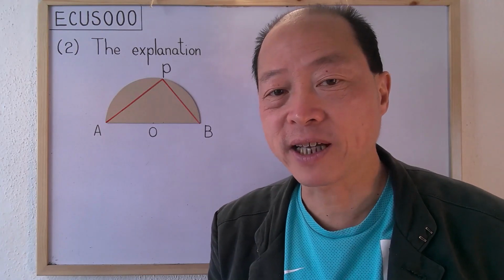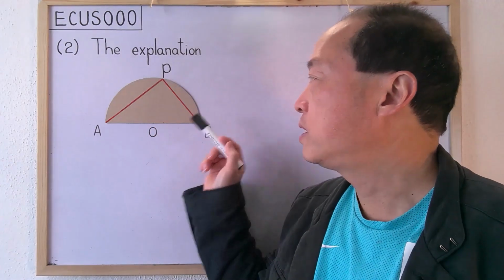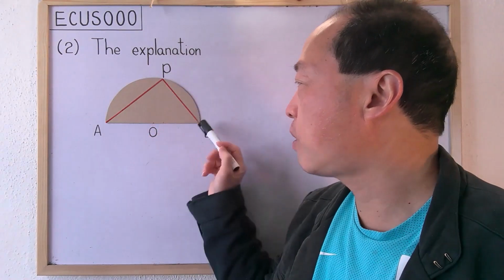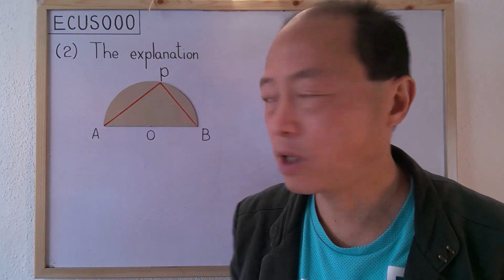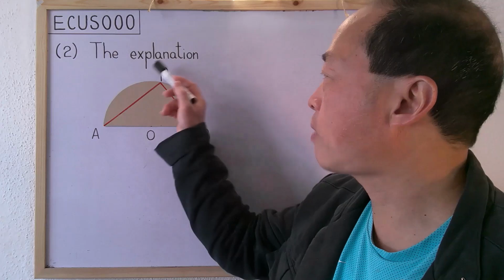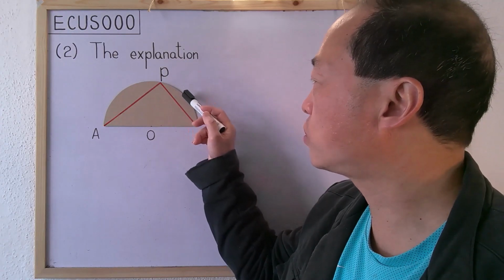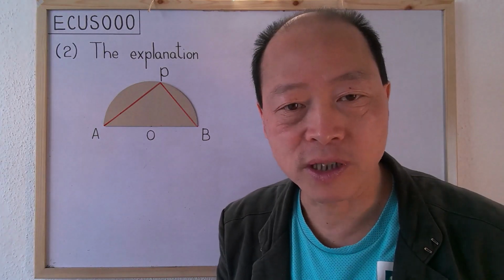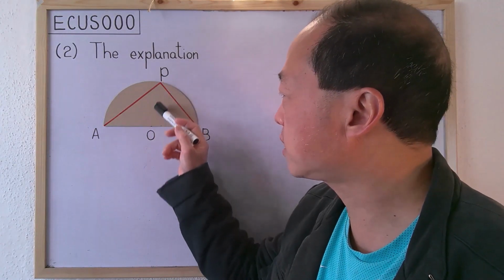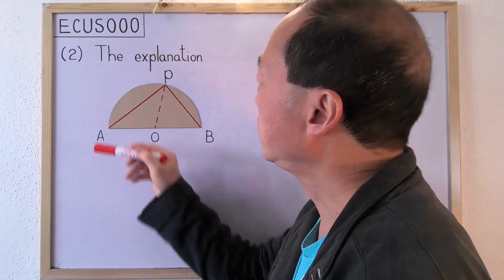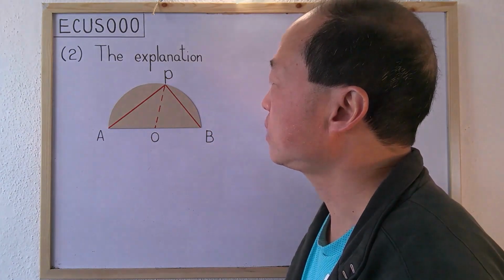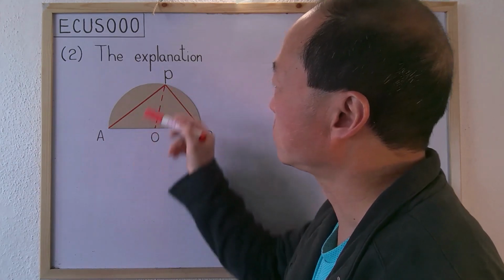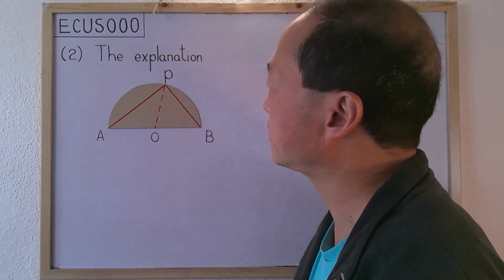Let's first investigate the size of this angle. It is formed by connecting a point on the semicircle to the 2 ends of the diameter. Will the size of the angle be changed if the point P moves along the semicircle to a position that is closer to the point B? To answer this question, let's connect the point P to the center O by a line segment. The angle being investigated is now divided into two smaller angles. Let the two smaller angles be alpha and beta respectively.